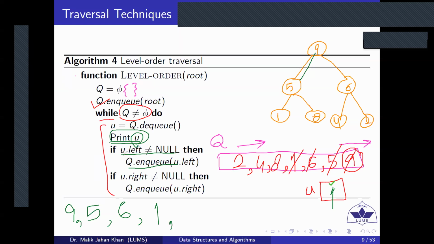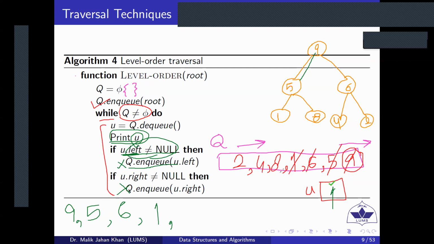The next thing is that we check left of 1. So now things are a little different. 1 is a leaf node. 1 dot left is null. So that means this condition is false. If it is false, then this enqueue operation won't be run. We do the same thing for the right side of 1, and that is also not true. So this enqueue operation won't be executed. So we'll go back to the start of the loop.